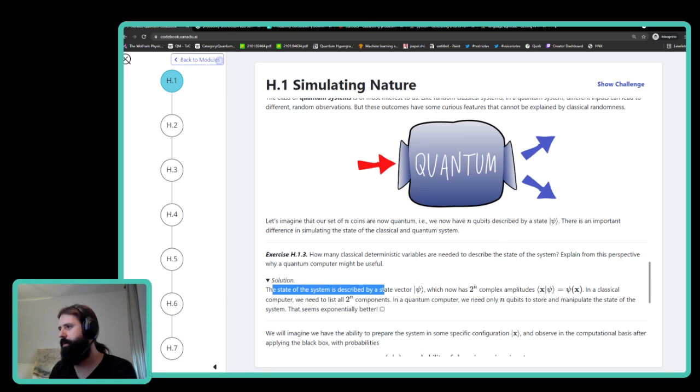So the state is described as having 2 to the power of n complex amplitudes. In a classical computer, we need a list of all 2 to the power of n components. And in the quantum computer, we only need n qubits to store them. Yeah, exactly. So that seems exponentially better.